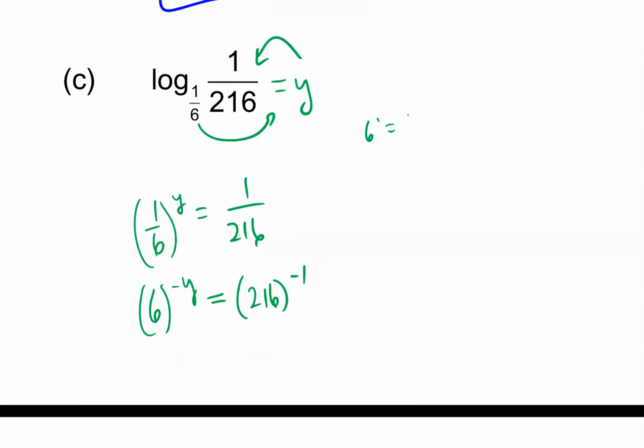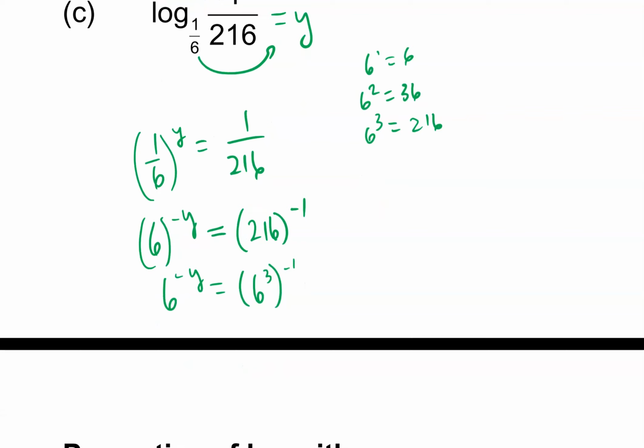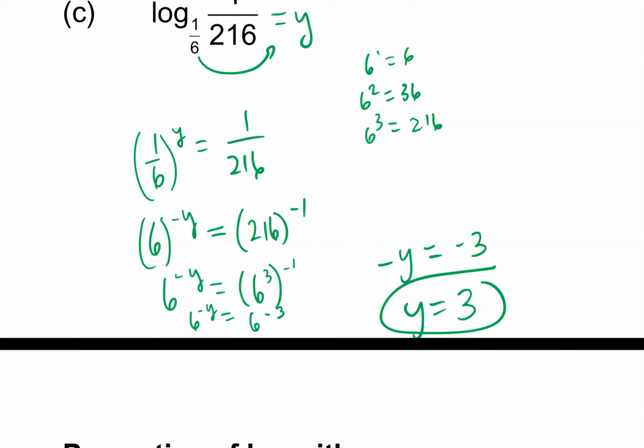So 6 to the first is 6, 6 squared is 36, and then 6 cubed is going to be 216. So picking some nice numbers for you. So I have 6 to the negative y is equal to 6 cubed times -1. So 6 to the negative y is equal to 6 to the -3. Same base, I set the exponents equal to each other, and you see y is just going to be 3. All right.